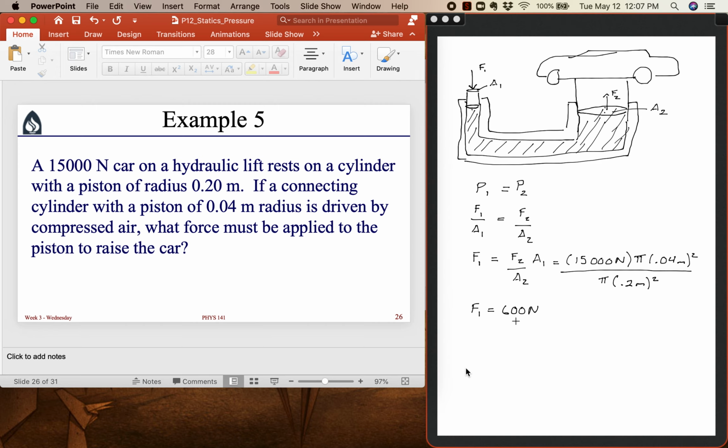It kind of feels like cheating, but that is what happens when you compress or try to compress a fluid. The fluid just transports that force to the other side, and it transports it keeping constant pressure.